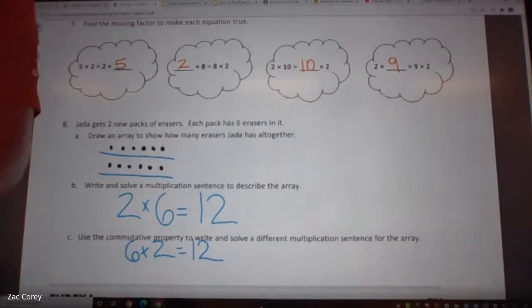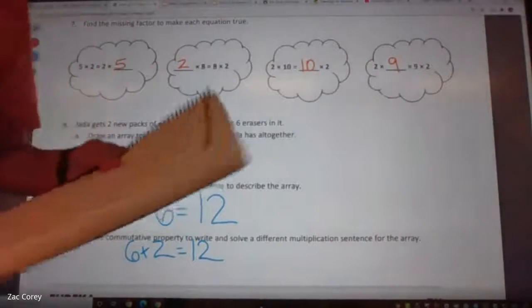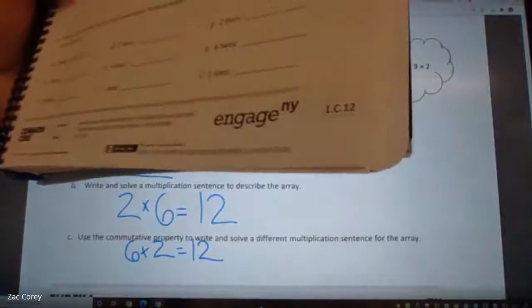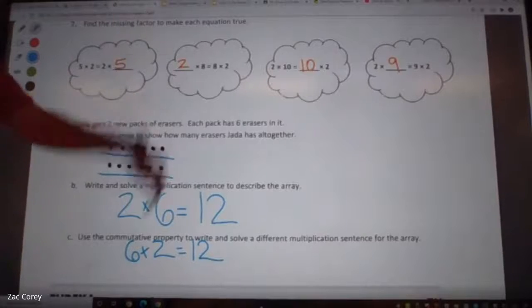All right, so today you guys are going to do lesson 7 homework on your own. So we're talking about 1.c.12 and then 1.c.13. Looks like this. Should look like that on your page. All right, so do the front and back. Should just be like the problems that we went through.